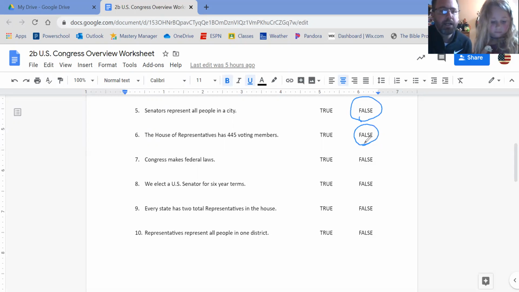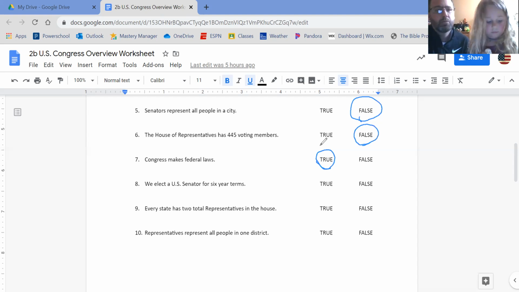Number 7, Congress makes federal laws. That is true. Now, some of you were answering this false, and you technically weren't wrong because you said they make bills, which is true, okay? They make bills that become federal laws. I'll probably reword that so it makes sense both ways.